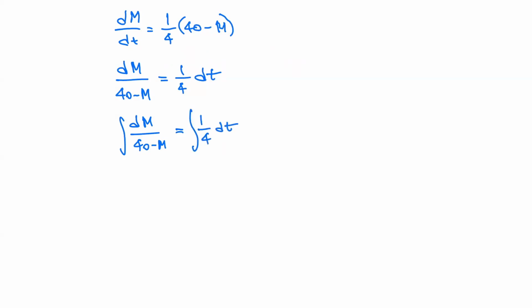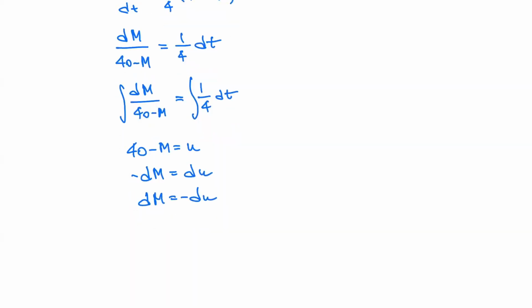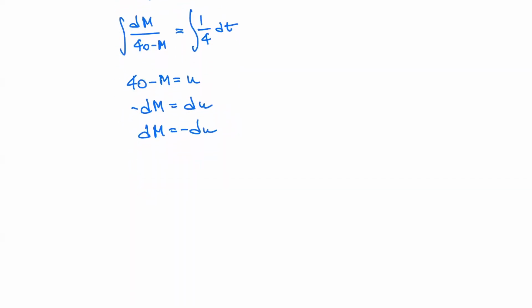of 1/4 dt. And in order to find the integral on the left-hand side, let's do the substitution 40 minus m equals u. So negative dm equals du, and so dm is equal to negative du. Let's plug this into the integral. We get the integral of negative du over u equals the integral of 1/4 dt.